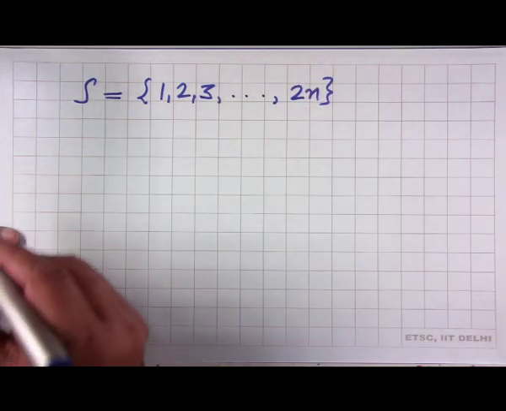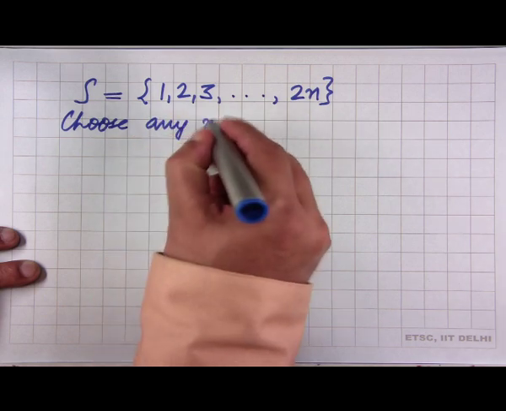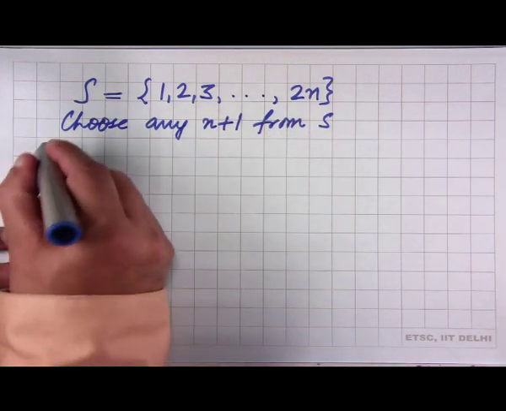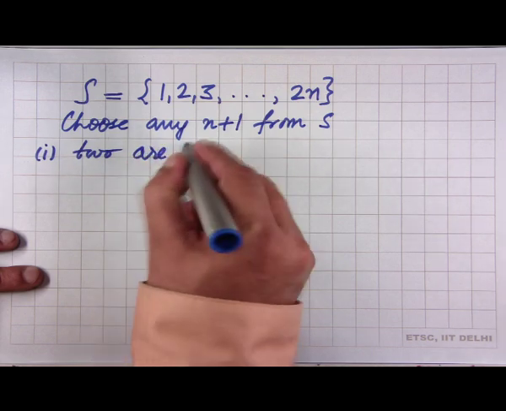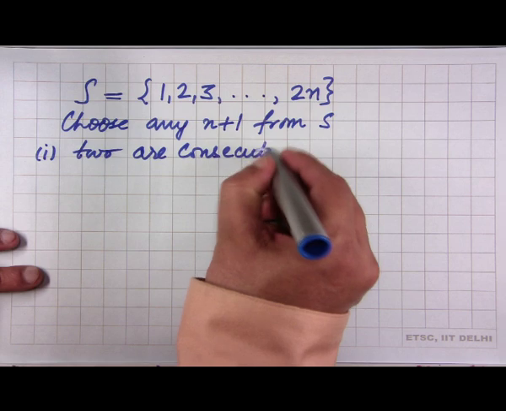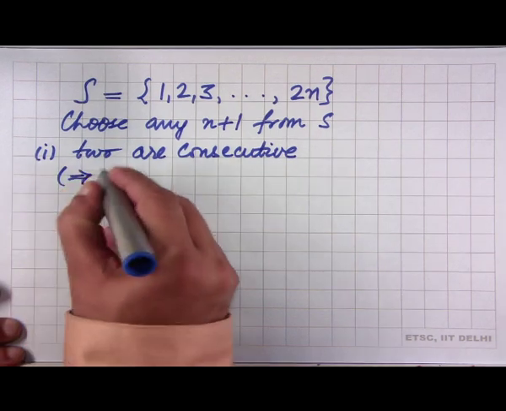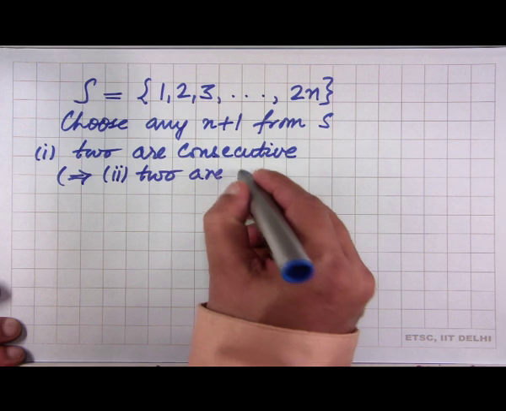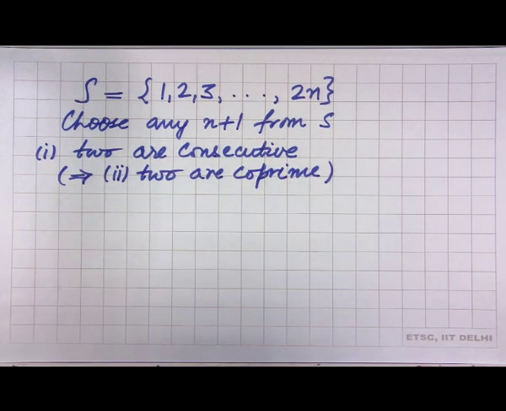What I'm required to pick from here is any n plus 1 numbers from the set. And I'm required to prove three things. The first thing I was required to prove is that two are consecutive. Bear in mind that if I prove this, I've also proven, and so I will write an implication out here, that two are co-prime. So proving one will prove two together, and that's the route I will take.